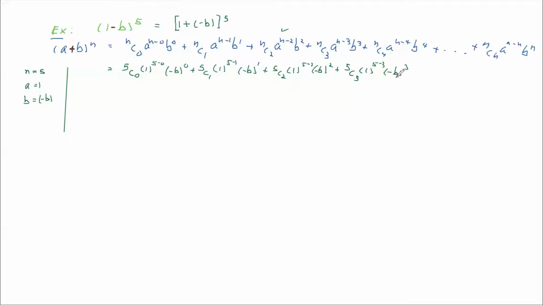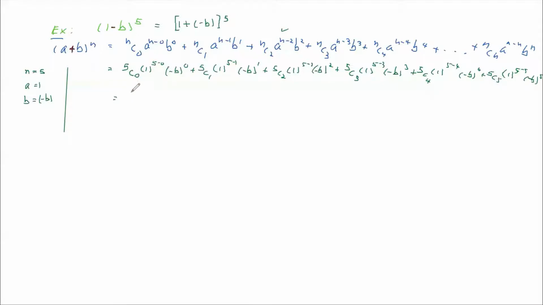Okay. So you keep doing it until the end. So 5 C4, this one 1 to the power 5 minus 4, then minus b to the power 4. And then the last term is going to be 5 C5, 1 to the power 5 minus 5, and then minus b to the power 5.